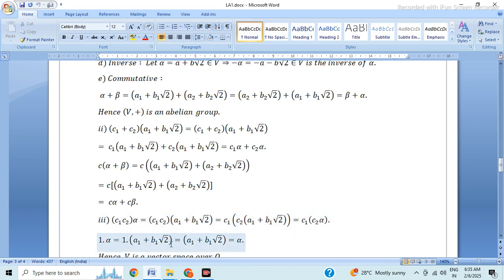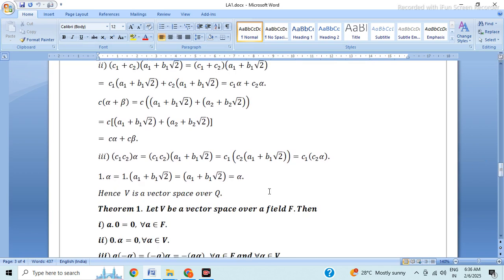Next is 1 into alpha. But here also, what will be our unity element? 1 will be 1 itself, 1 means our unity only. Unity in the set of rational numbers. Also the unity element or identity element is 1 itself. Then 1 into A1 plus B1 root 2 is the same as A1 plus B1 root 2. It is the same as alpha.